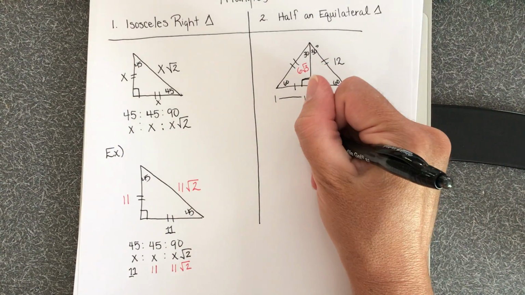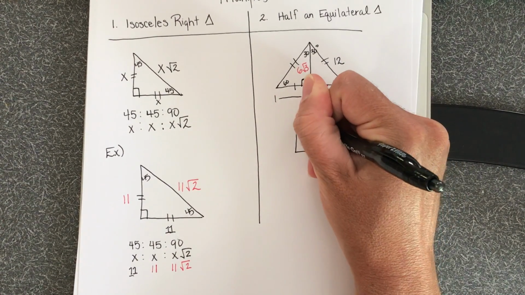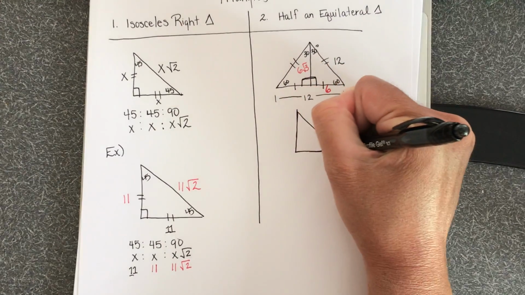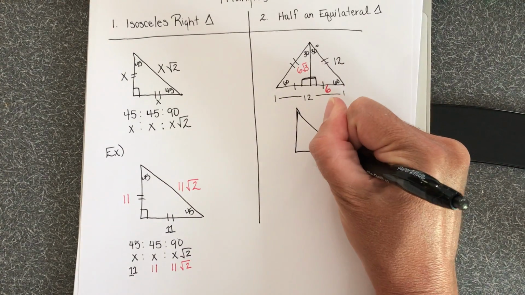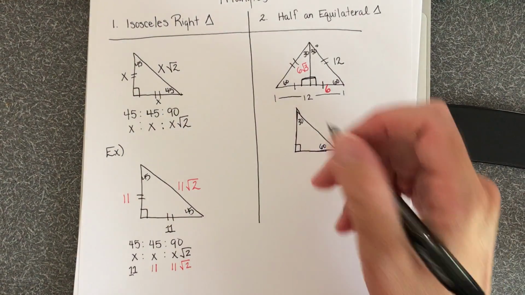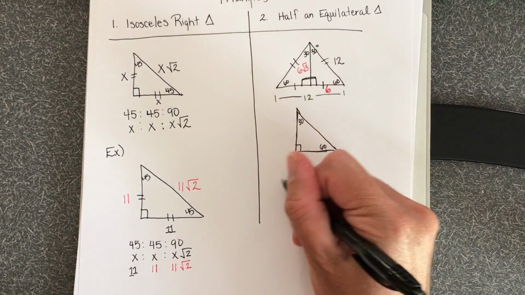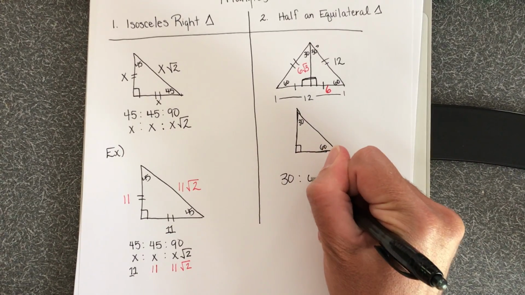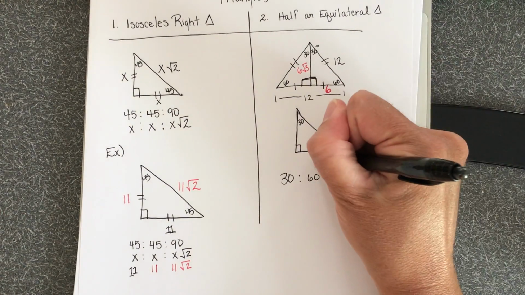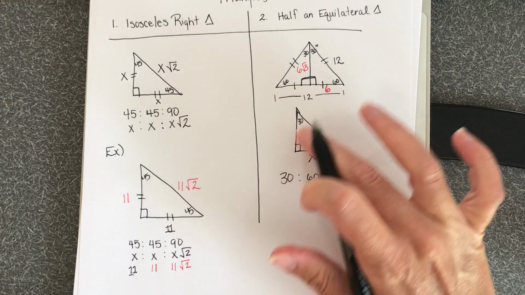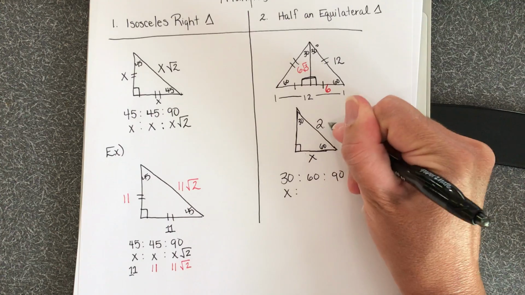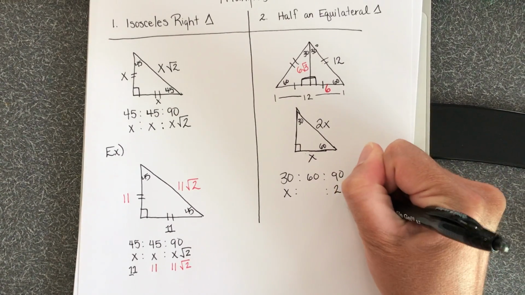So if we focus on just the half, okay, if I could draw a better picture than that. So here's my 60-degree angle. Here's my 30-degree angle. And I'm going to set up my ratio of my angles, 30, 60, 90. So this leg, let's call it x. Well, the hypotenuse is always going to be double that. So we called it 2x.